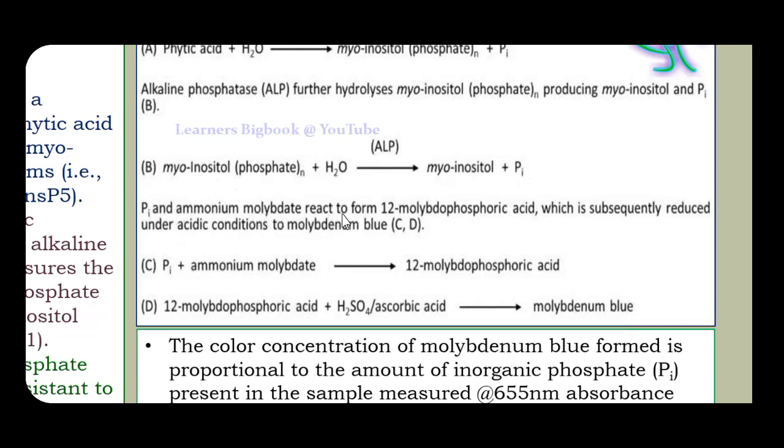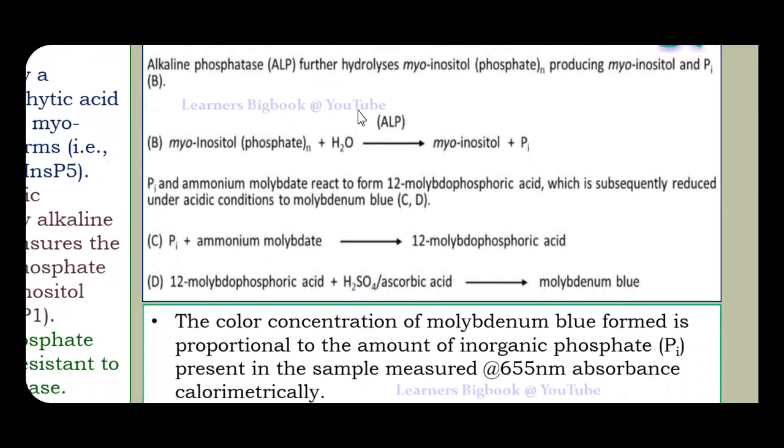with the ammonium molybdate color reagent which has been prepared, forming 12 molybdophosphoric acid. Subsequently it is reduced under acidic condition to molybdenum blue. So the reaction happens where phosphorus reacts with the ammonium molybdate reagent to form 12 molybdophosphoric acid, and further this reacts with the sulfuric acid and ascorbic acid present in the color reagent from its preparation. This leads to the formation of molybdenum blue.